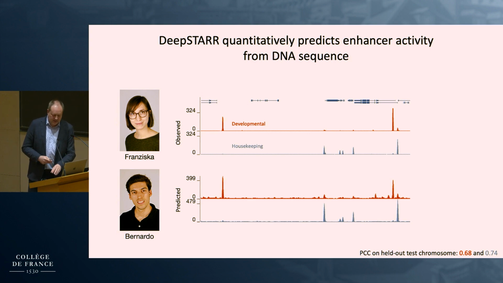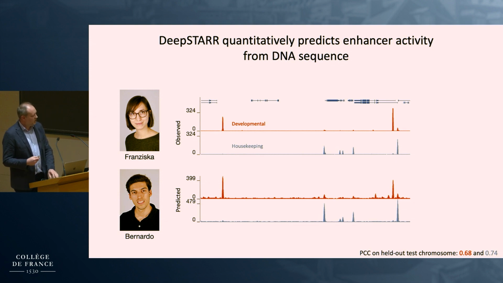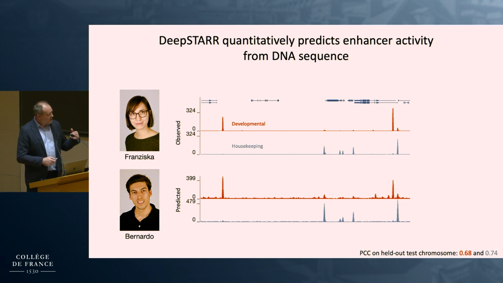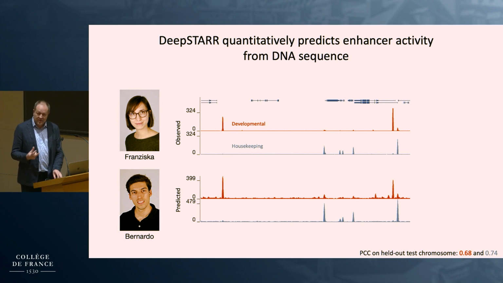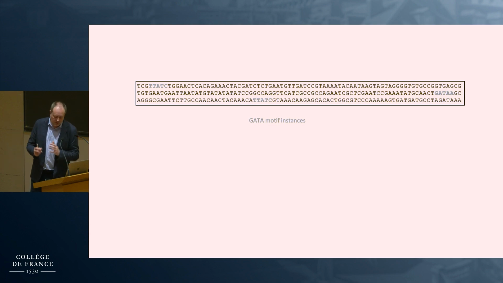Across this entire test set, we obtained Pearson correlation coefficients, so a quantitative agreement, of about 0.7. So we were, for the first time, able to directly and quantitatively predict enhancer activities from the DNA sequence. But that success was not the most exciting thing; rather, we could now have a completely new look at enhancers. Previously, we studied enhancers like this: we looked at the DNA sequences, and we were able to highlight motifs such as these GATA motifs that I highlight here in bold font.